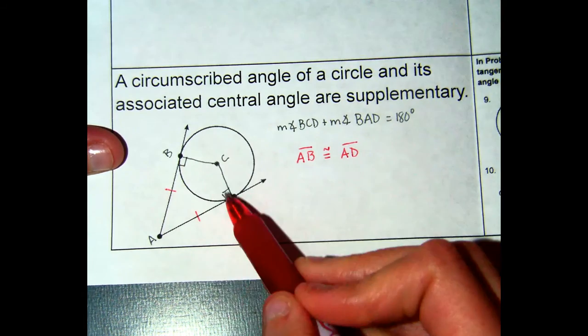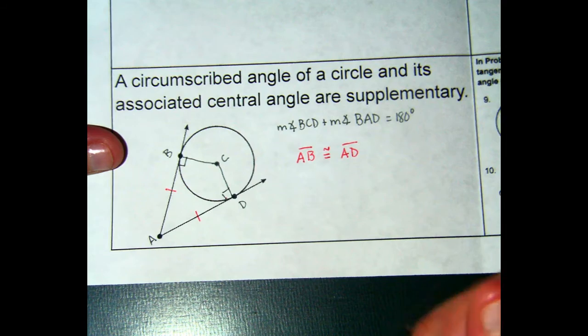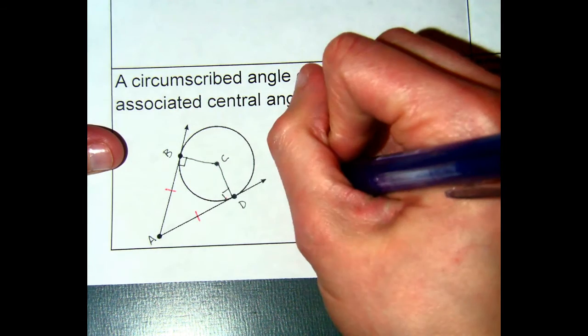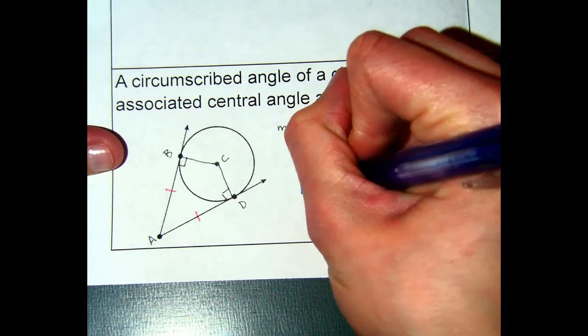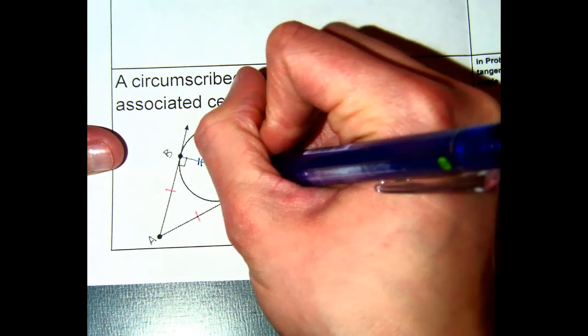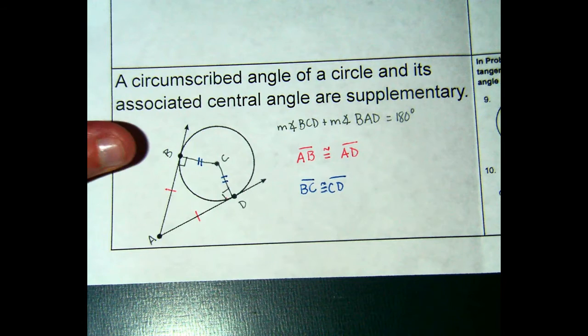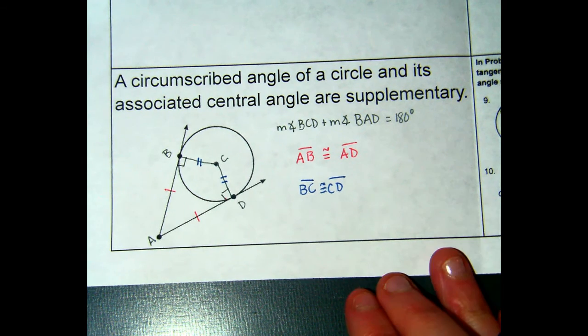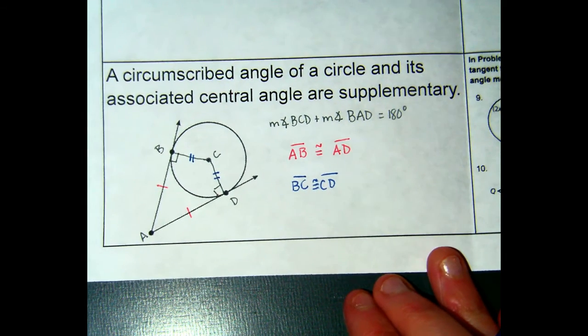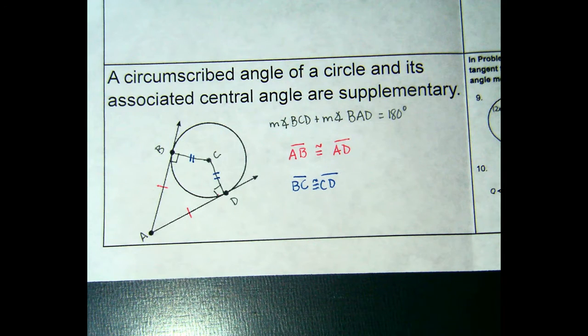We already knew that these were 90. What else did we already know? BC is congruent to CD just because they're radii. You know what shape this is? It's a kite. Yep. Alright. We're going to do some examples with that. Okay. So once you write that in, slide over, we're going to do some examples.